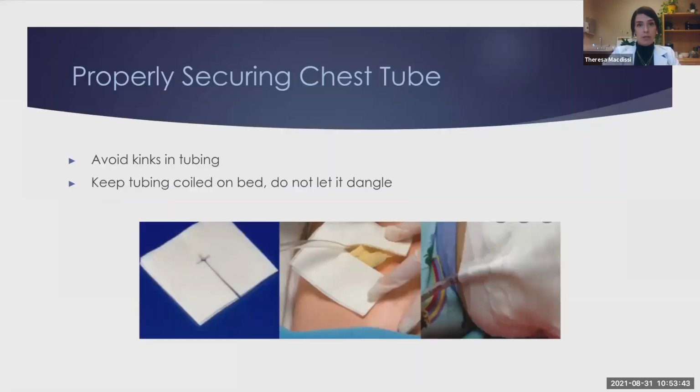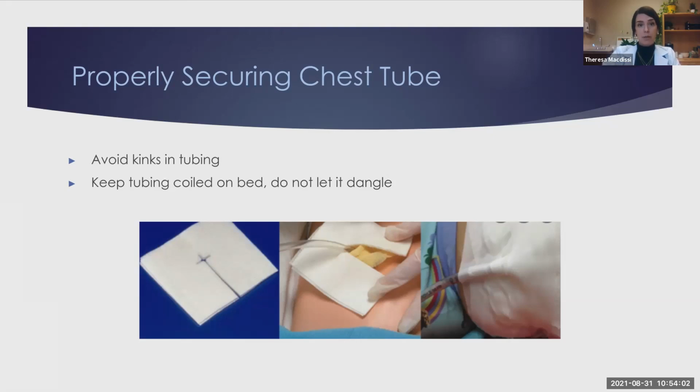Securing a chest tube. Some of these chest tubes are pretty small. I know there are some large bore chest tubes, but they're pretty small in most instances, especially if it was for a pneumothorax. They can get kinked really easily, and then they become a non-functioning tube and they're no longer doing their job.